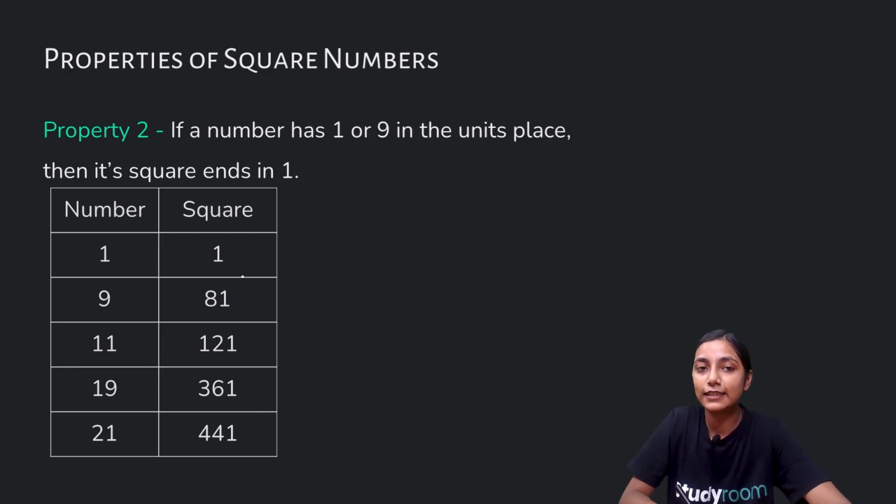Another property for square numbers is property number 2. If a number has 1 or 9 in its unit place, then its square ends in 1. Any number that ends with either 1 or 9 at its unit place will have a square that ends in 1. You can see from these examples: the square of 1 is 1, 9 is 81, 11 square is 121, 19 square is 361, 21 square is 441. So a number ending with 1 or 9 will have a square that ends with 1.